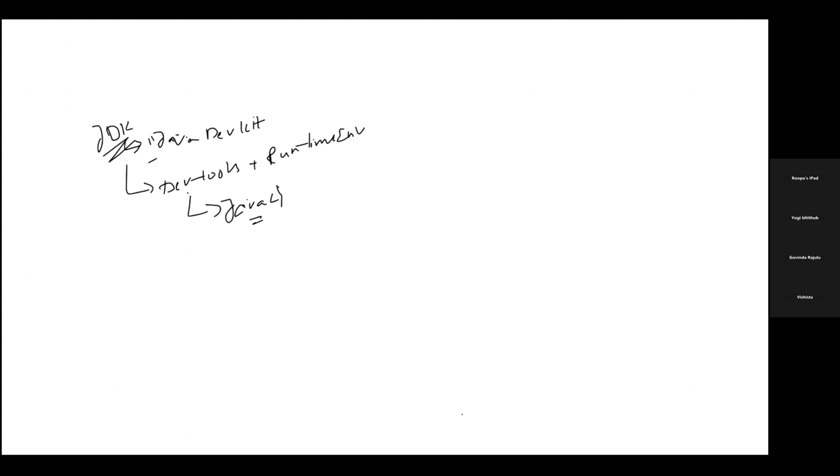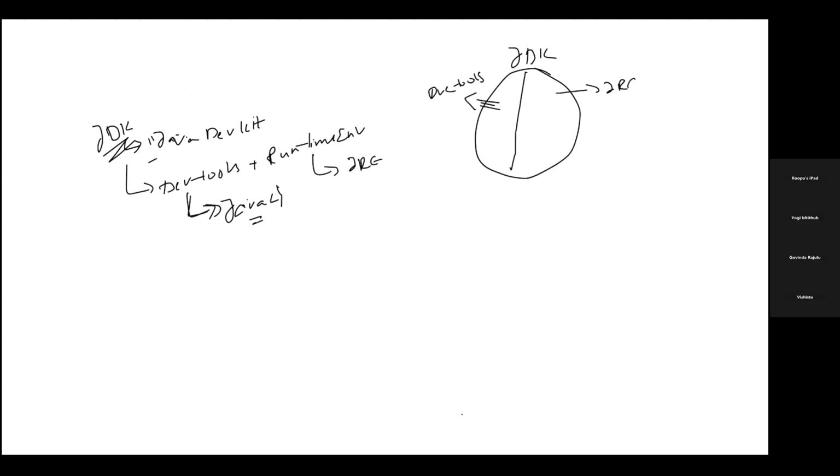And runtime environment is JRE. So if you take it as a big picture, this is JDK, and you can say this has dev tools, and this is JRE. JRE contains system libraries and JVM.